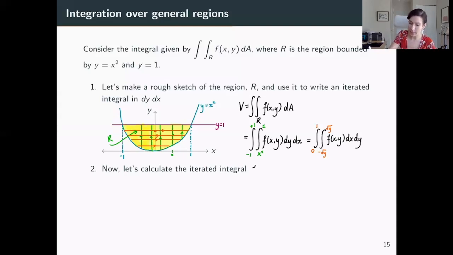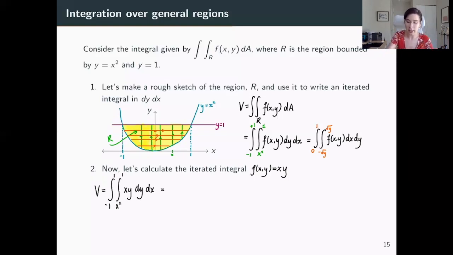And in this case, I'm going to assign f of x comma y to equal x times y so that we can evaluate this integral. Then I would get that V is going to be equal to, let's go ahead and do the dy dx one. So we have -1 to 1, and then x squared to 1 of xy dy dx.